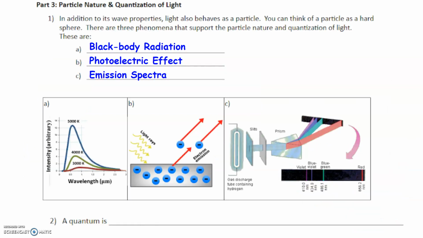Okay, so let's take some notes here. So first thing, the three phenomena that support particle nature and quantization of light are blackbody radiation, photoelectric effect, and the emission spectrum. Make sure you get these in your notes. Secondly, a quantum of light is a photon. So each photon contains a discrete amount of energy.